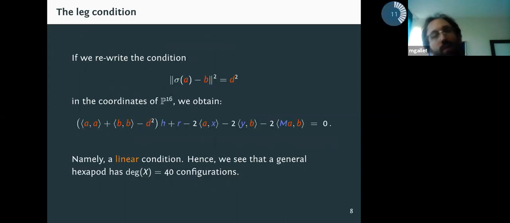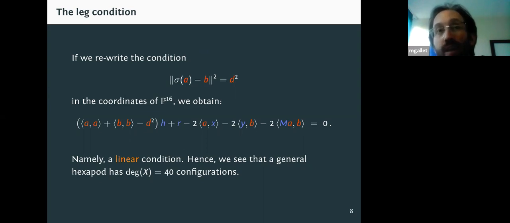Then, if we rewrite this condition in the coordinates of P16 that I just introduced, what we find is that the condition looks as shown. And in particular, what you see is that this condition is linear in the blue coordinates, which are the coordinates of SE3, so the coordinates of the configurations. Okay, so the reason why we chose this compactification is that in this way the conditions given by the legs become linear.